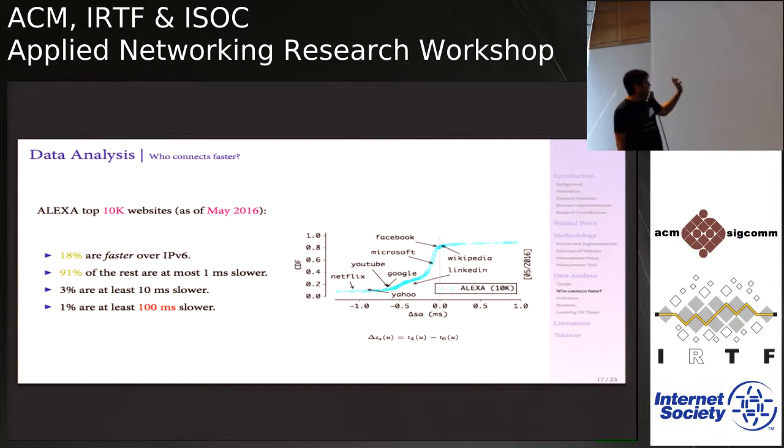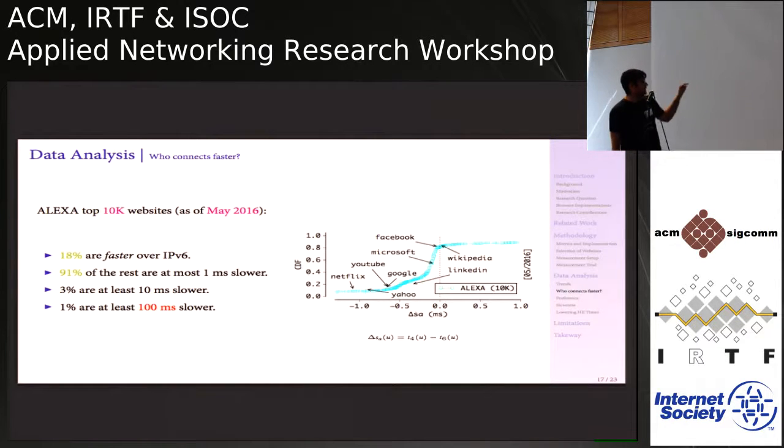And what you see is 18%. Again, anything on the positive axis will always be V6 faster, okay? So for you, it is the right hand side. 18% of the websites are faster over V6. 91% are at most 1 millisecond slower. So the plot is extremely zoomed in if you see the scale.